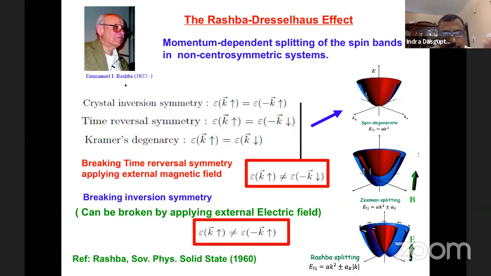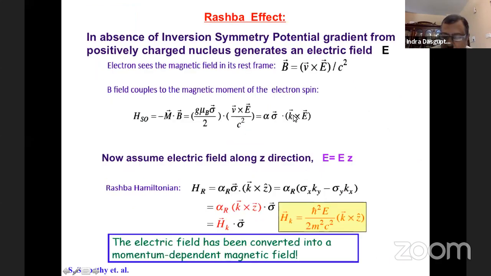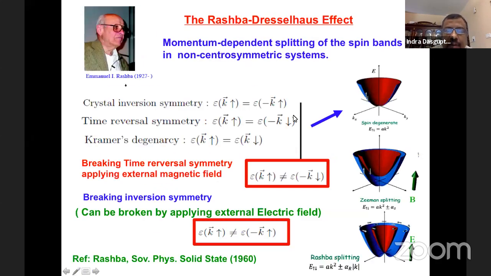So let us try to list the kind of symmetry that we usually have in a crystal. We have crystal inversion symmetry, which is E(k, up) equal to E(−k, up). We have time reversal symmetry. And if both these symmetries are present, then we have so-called Kramers degeneracy. Both the bands are degenerate, right? This is a standard thing.